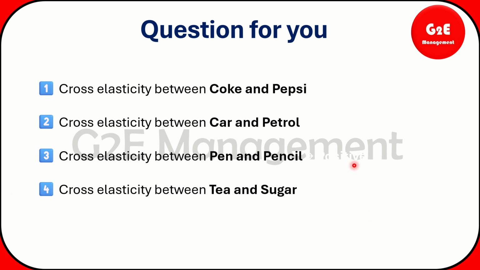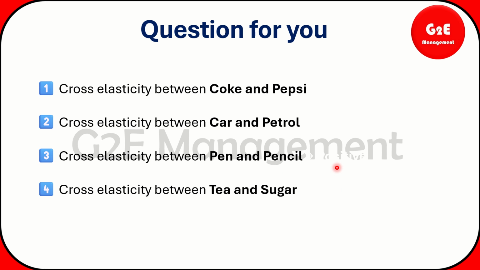So this is the question for you. I have given 4 questions. You have to answer in the comments. Cross elasticity of demand, Coke and Pepsi. Coke and Pepsi are related to which kind of goods, and will it be positive or negative or zero or infinite or highly positive or moderate positive? That is what you need to write. So these 4 things: car and petrol, pen and pencil, tea and sugar, you need to comment below.